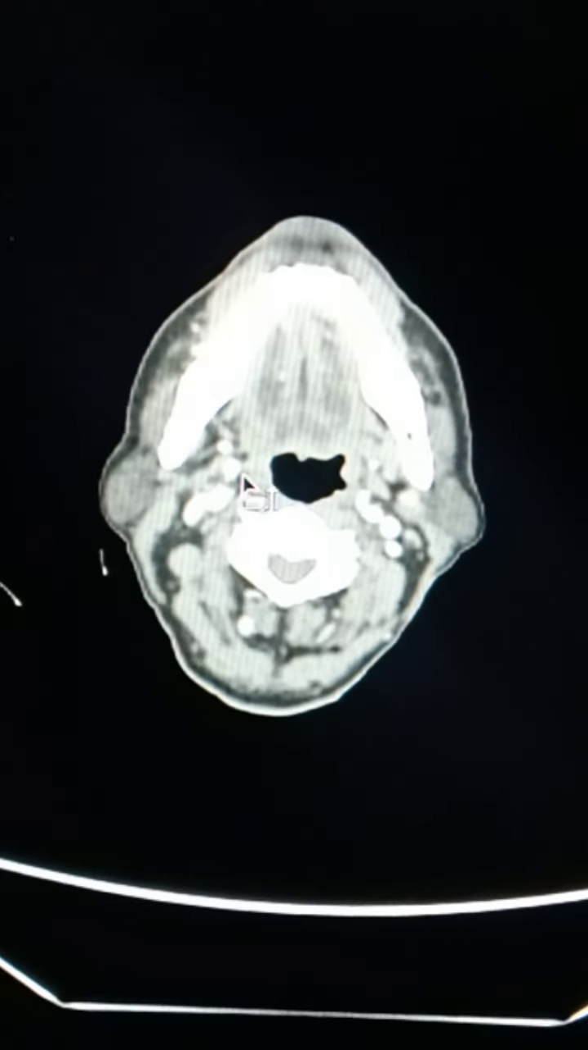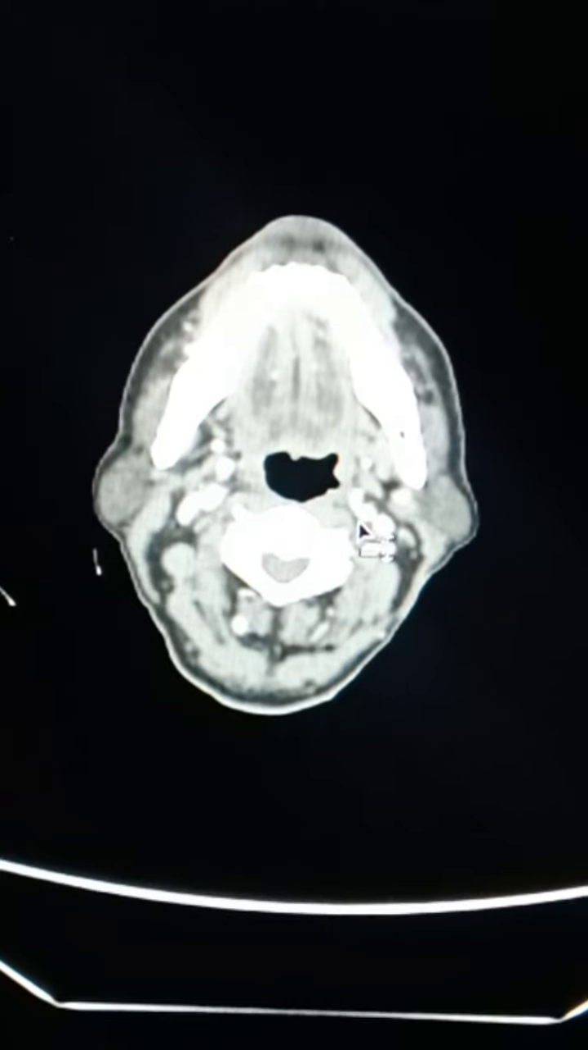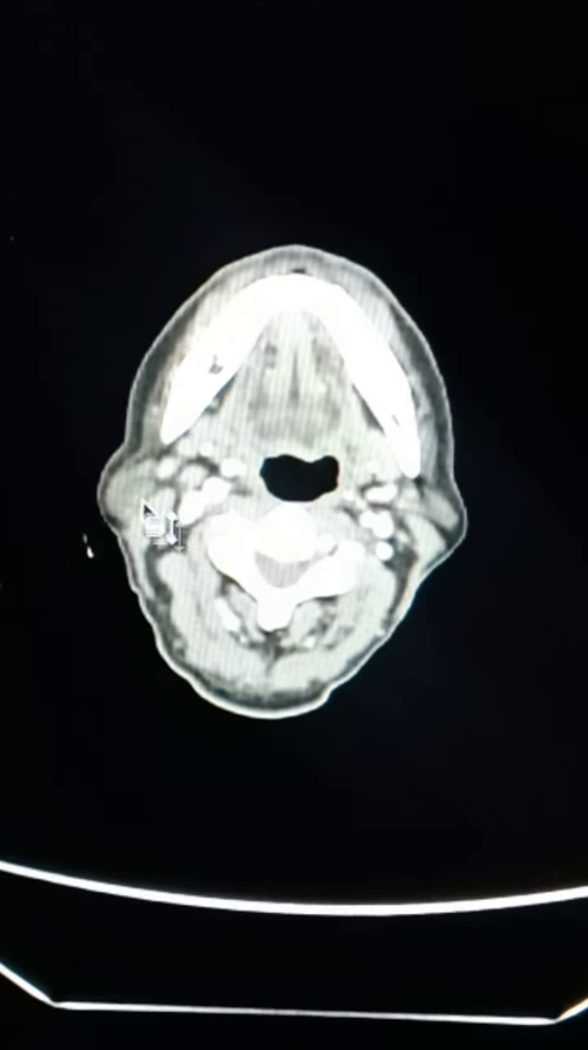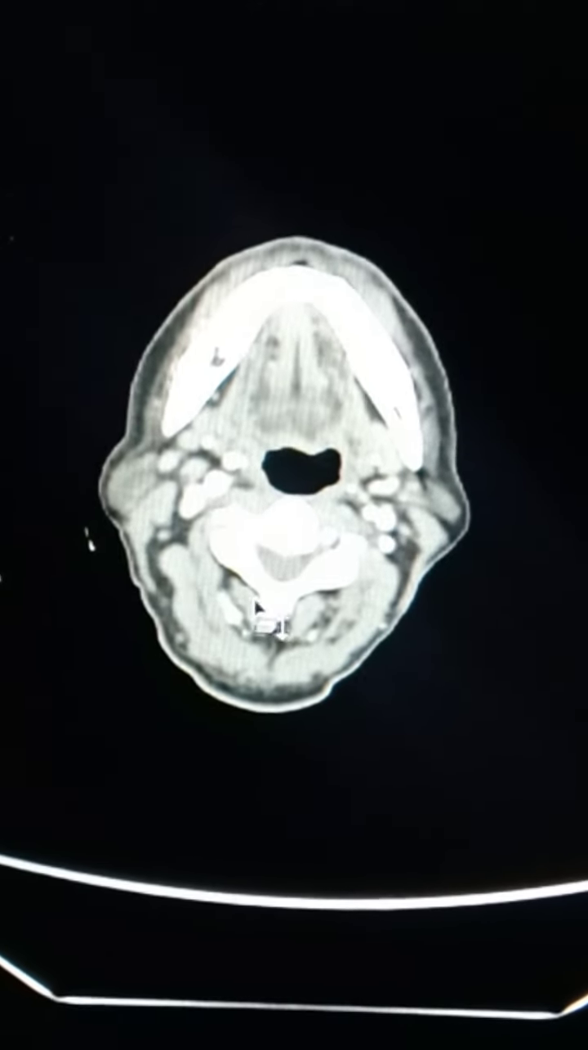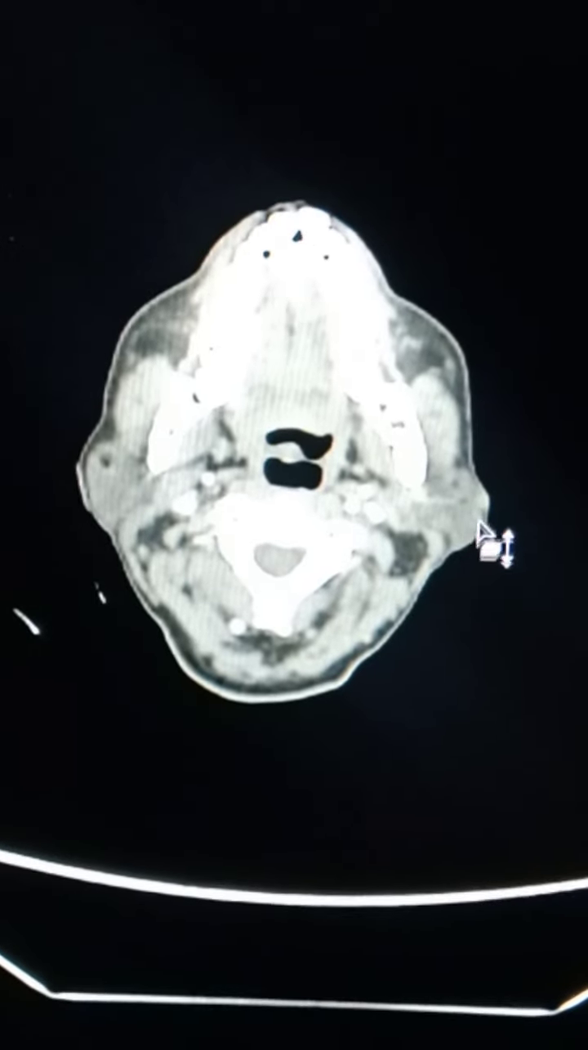Then when you see the posterior aspect, here we can see the vessels, the neck vessels, the carotids and the jugulars. Posteriorly, this is the sternocleidomastoid, which extends from the mastoid to the sternal or near the sternoclavicular junction. Further down, we can see the parotid glands bilaterally, and further down, the submandibular glands.